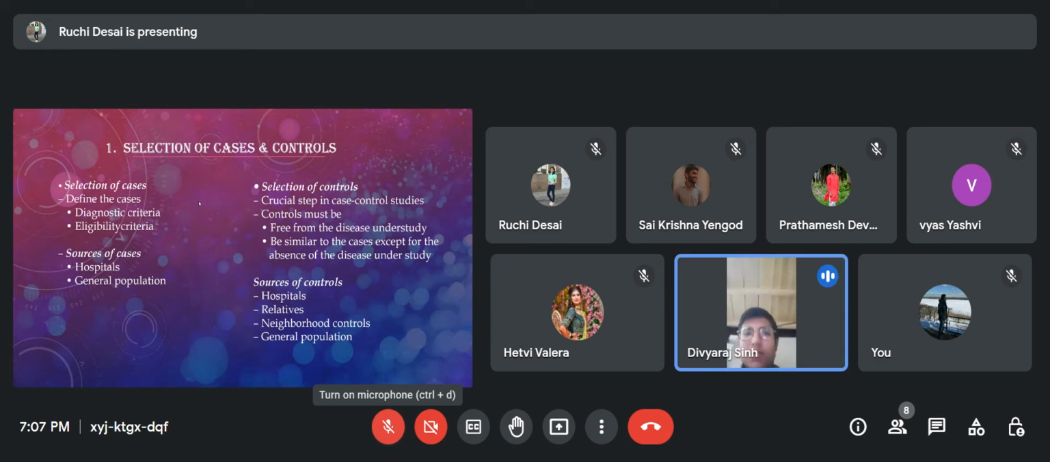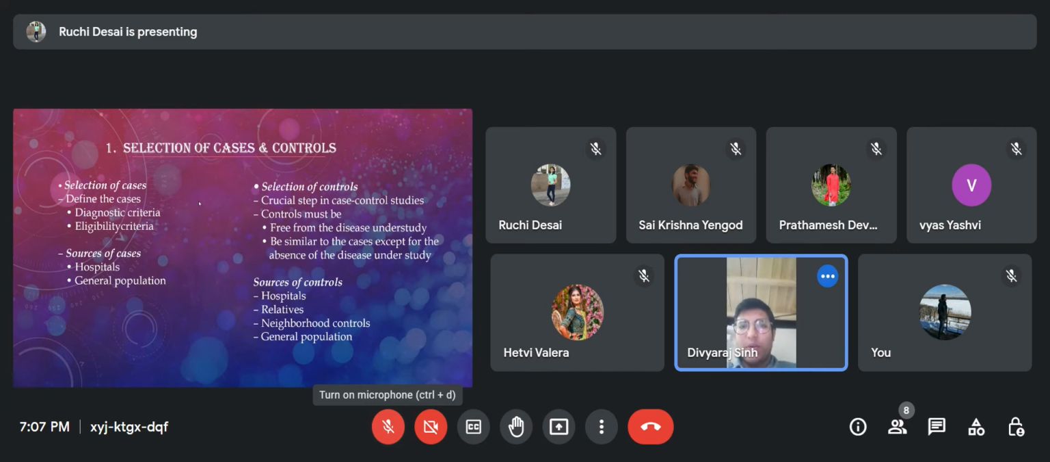Next, selection of cases and controls. Selection of cases. Define the cases: diagnostic criteria, eligibility criteria. Now, source of cases: hospitals and general population.